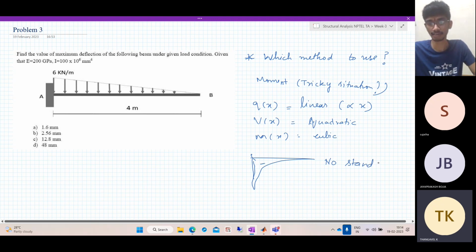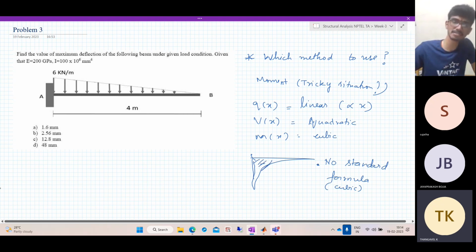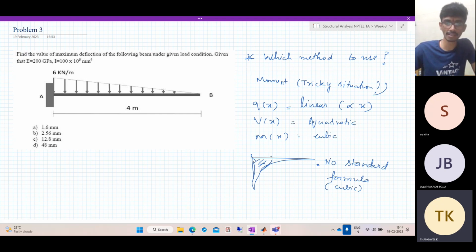As I said, for a parabola, we have 5 by 8 and so on, right? But for a cubic we have to integrate. There's no standard formula in this case. Yes, we can derive it, but it's not easy to remember for all cases of a cubic polynomial, the area under the curve. So instead, let us use double integration. If you start with the moment area theorem, you will get an answer, only while determining the area you have to use integration. So anyway, it will correspond to using the usual double integration only. So let us go ahead.